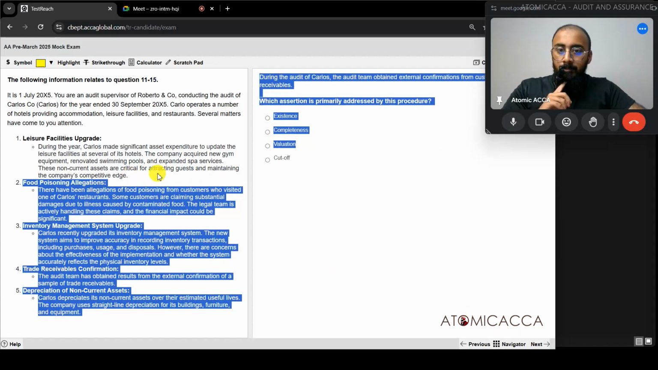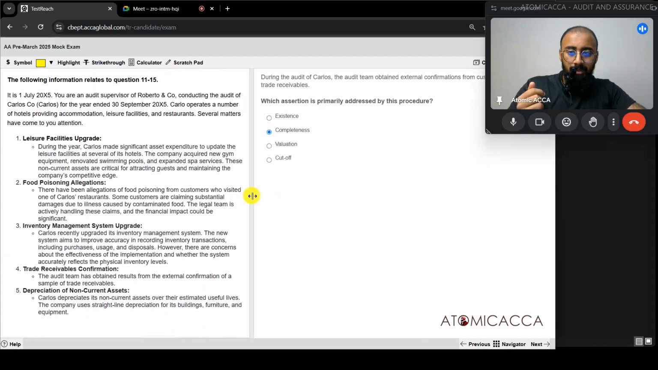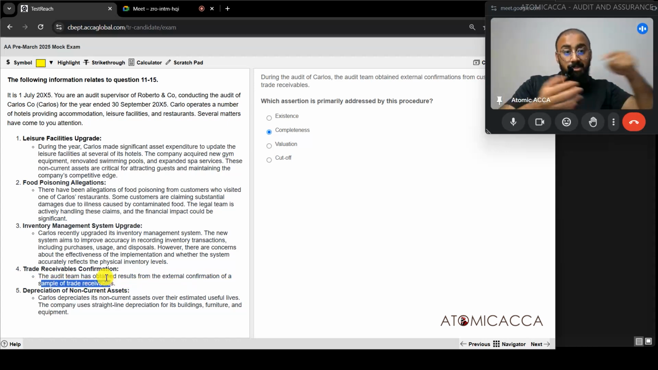Then, during the audit of Carlos, the audit team obtained external confirmation from customers to assess trade receivables. Which assertion is primarily addressed by this procedure? This we already told. The point was very clear from here. The audit team has obtained results from external confirmation from those customers of a sample of receivables. So you didn't take a sample of customers and check whether this is correct or not. Rather, you took a sample of receivables and got external confirmation from the customer.